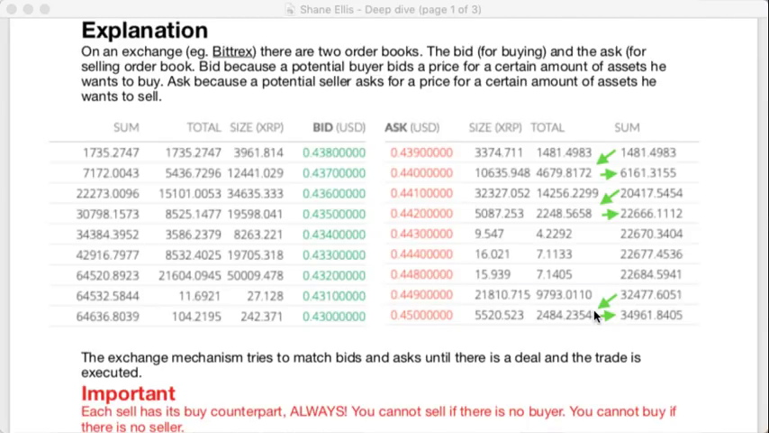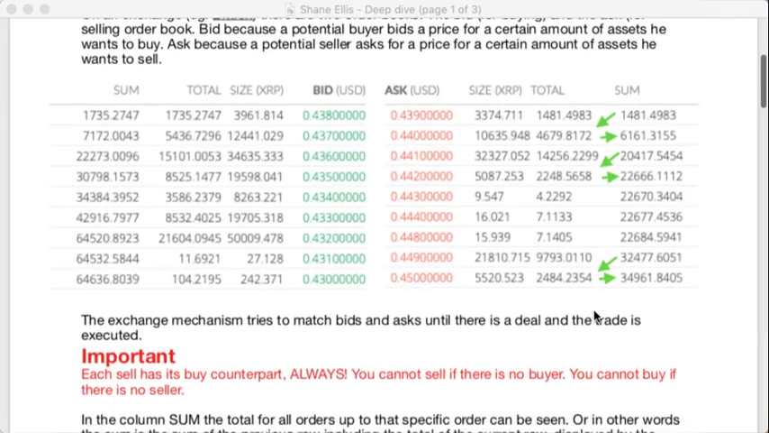It is important to understand that each sell has a buy. There is always a counterpart. You cannot sell if there's no buyer. You cannot buy if there is no seller.